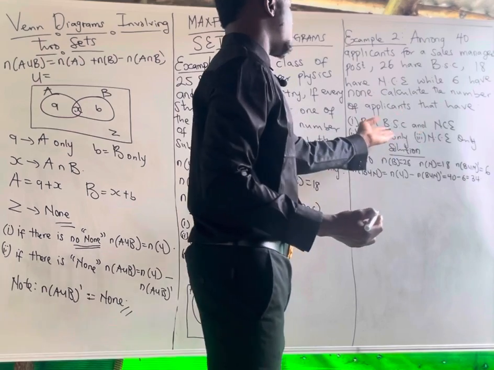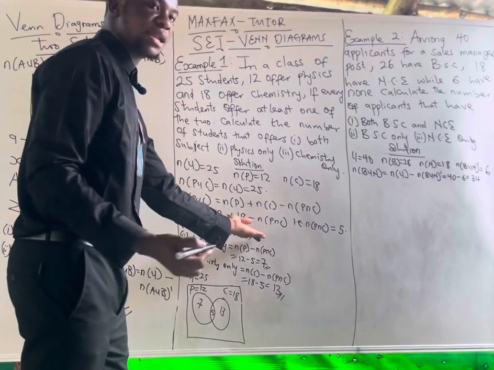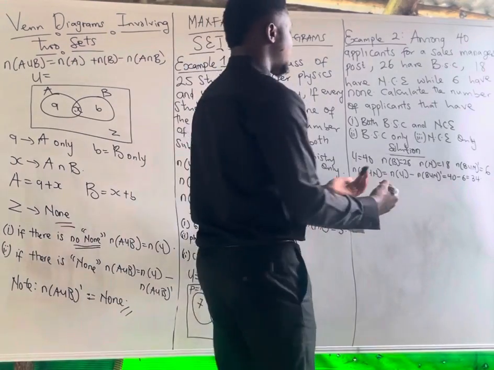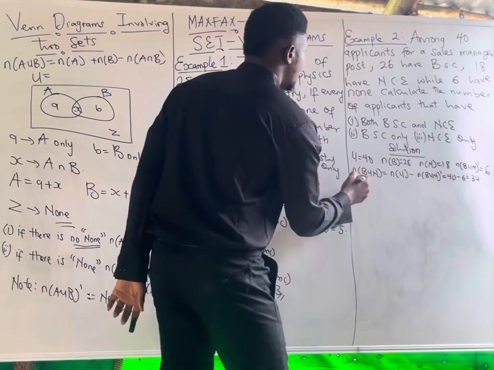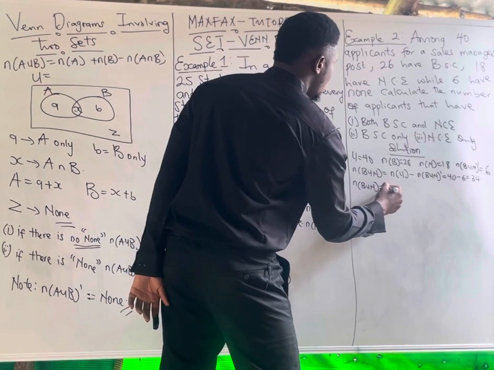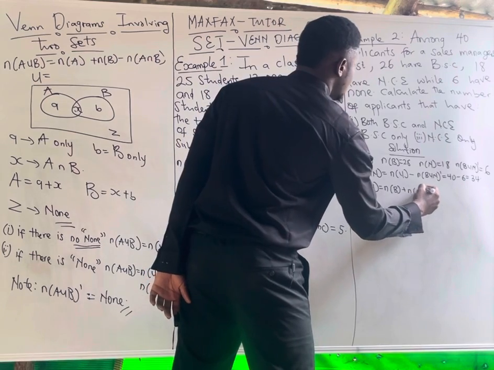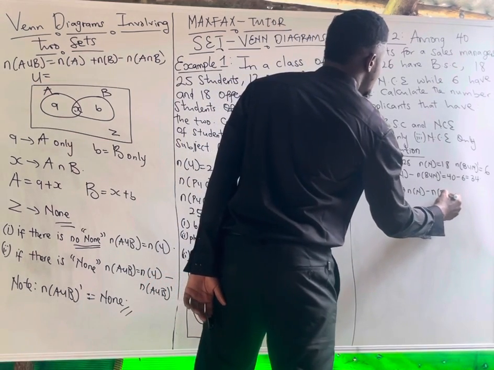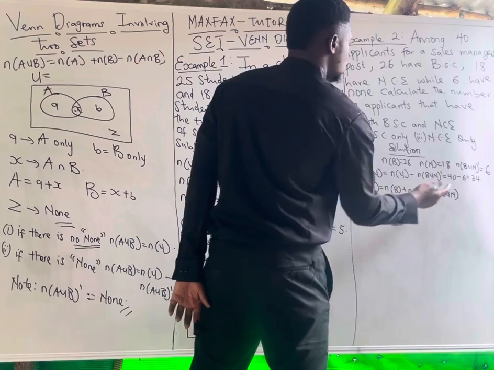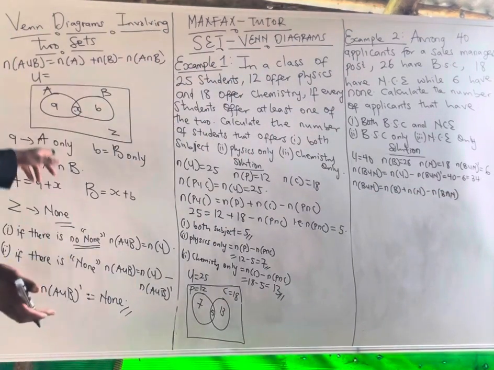Now guys, if you want to find both BSc and NCE, BSc only, NCE only, let's firstly use this formula trick. You just remember the general formula for B union N. You will just say that n(B union N) would equal n(B) plus n(N) minus n(B intersection N). This is the formula. This formula is coming from this general formula here.